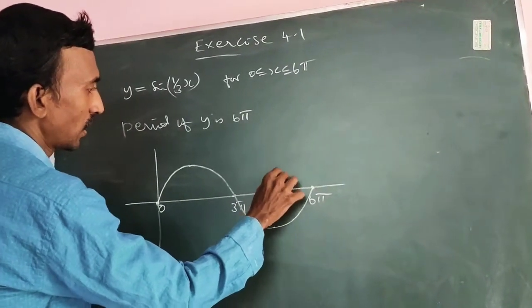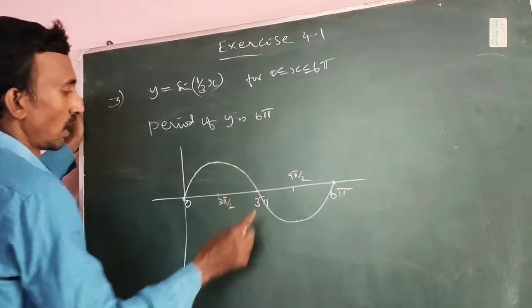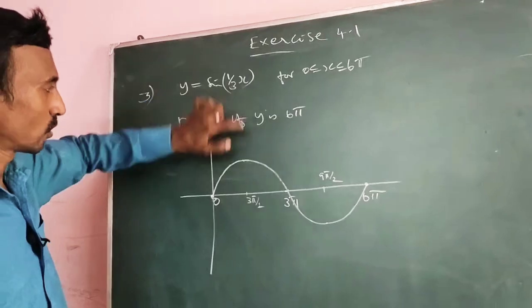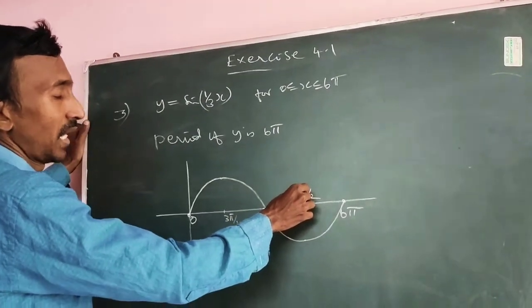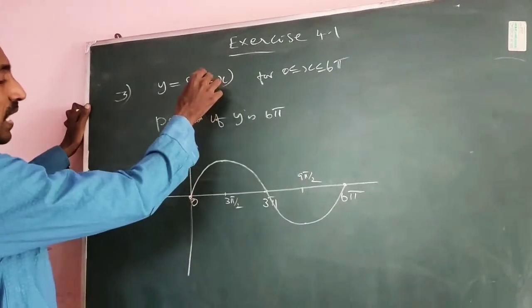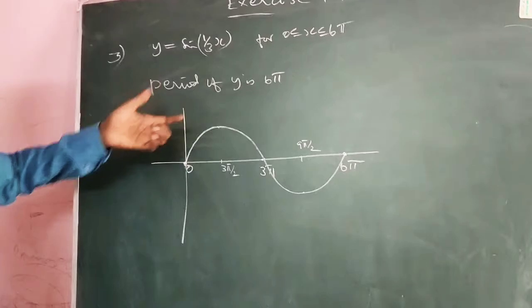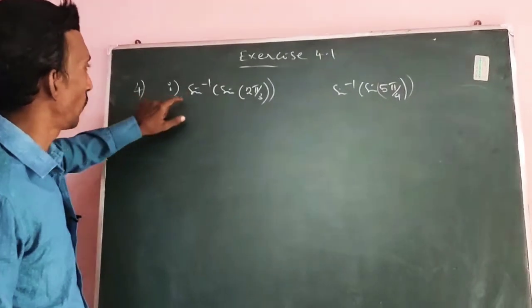So here 9 into pi by 2, and here 3 pi by 2. We put 3 pi by 2 here: 3 pi by 2 divided by 3 gives pi by 2, sin pi by 2, we are getting 1. We put 9 pi by 2, that means 810 degrees, so we are getting sin 3 pi by 2, that is minus 1. So we can draw the graph easily.